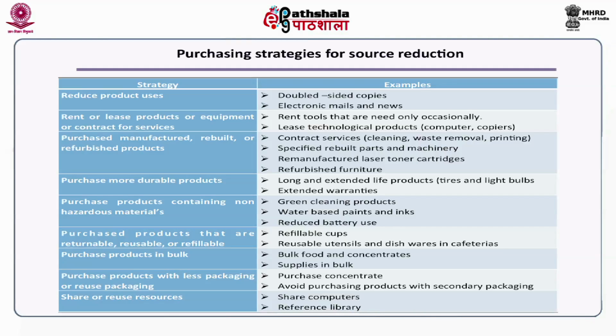Then purchasing products containing non-hazardous material. So, when you purchase something, look for green cleaning products, water based paints and inks, and also reduced battery use. Likewise, you have a number of examples, and these are some of the purchasing strategies which you can apply in a residential area for source reduction.